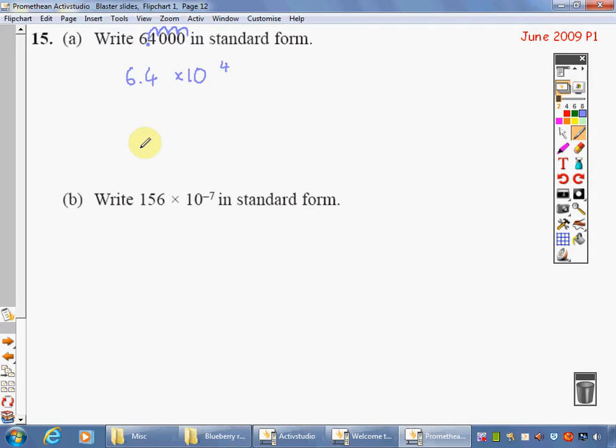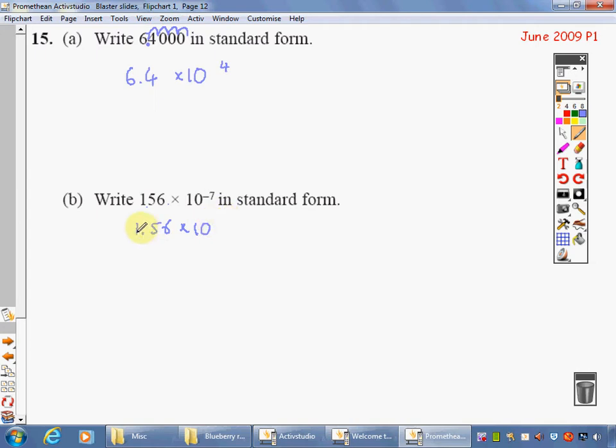Okay. This one. Write 156 times 10 to the minus 7 in standard index form. Now you may think it already is. The issue is, here we've got 3 digits before the decimal point. I need to move the decimal point to there, so it needs to be 1.56 times 10 to the something.